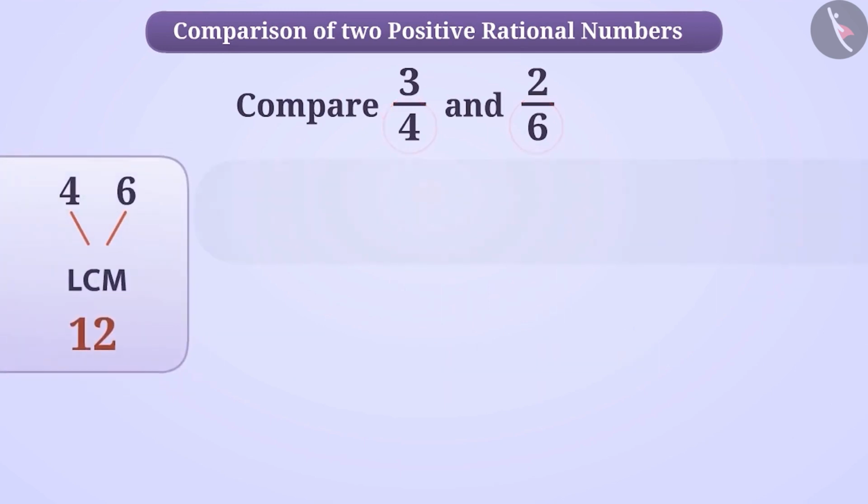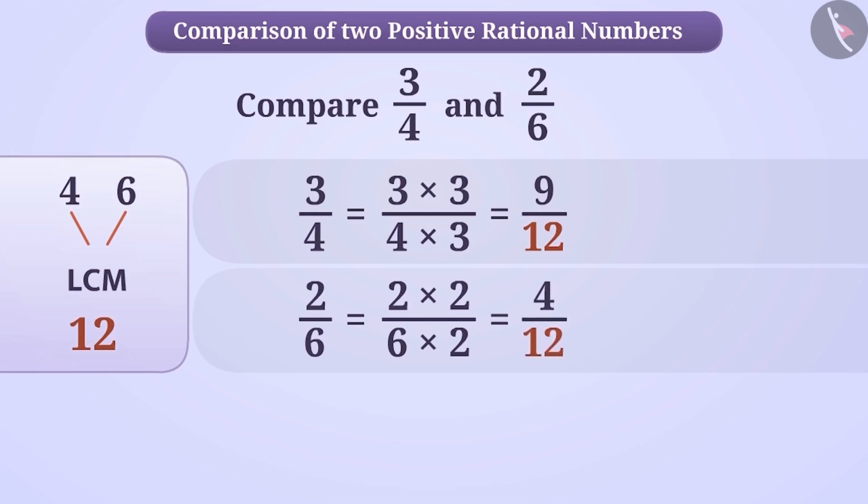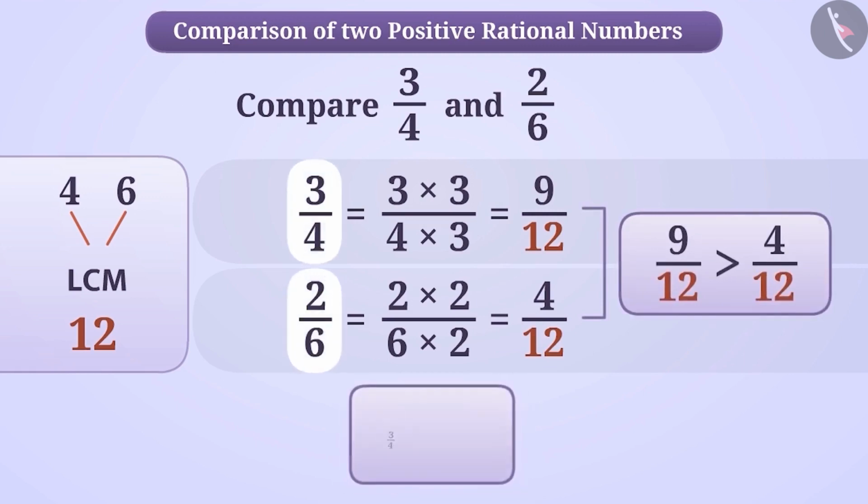Then we will multiply the numerator and the denominator of 3 by 4 by 3 and obtain its equivalent rational number 9 by 12. In the same way, we will multiply the numerator and the denominator of 2 by 6 with 2 and obtain its equivalent rational number 4 by 12. Its denominator is also 12. Since the denominators are equal and numerator 9 is greater than 4, we can say that 9 by 12 is greater than 4 by 12, or 3 by 4 is greater than 2 by 6.